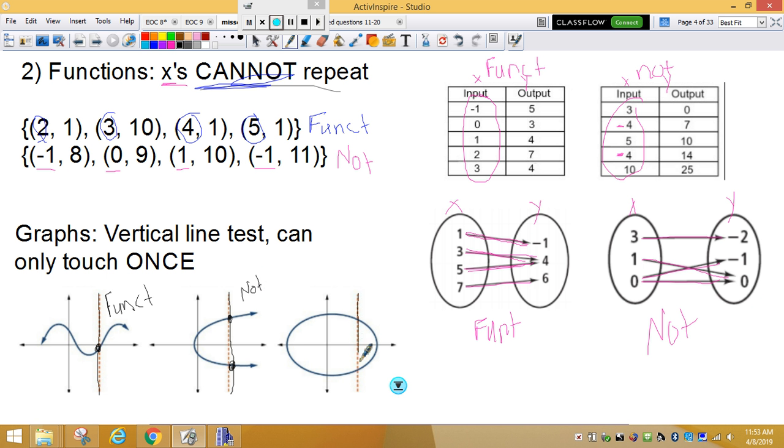Here, drew a straight line. It touched once here and once here. So this one is not a function. That's the vertical line test.